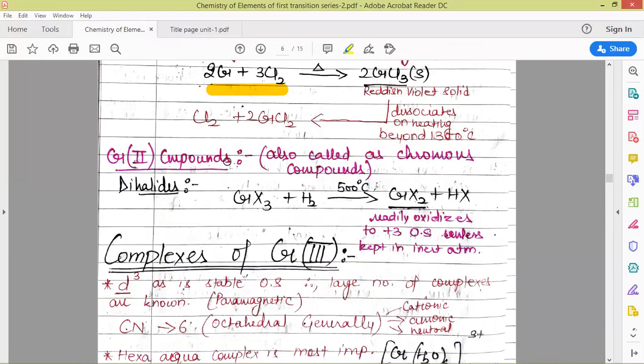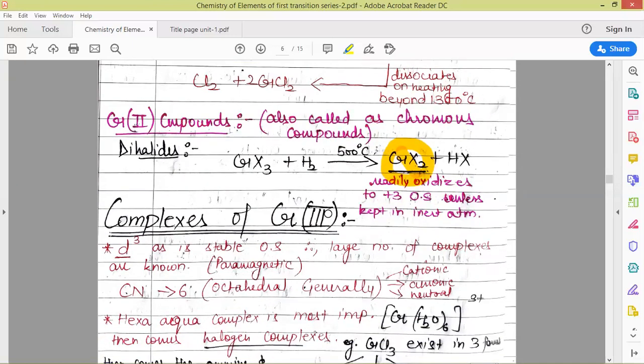Next we come to the dihalides. The only dihalides possible here have the general formula CrX2. These are obtained via the reduction of trihalides of chromium at high temperatures. But these dihalides are not very stable. These easily get oxidized to the +3 oxidation state, that is trihalides, if not kept in an inert atmosphere. If they are not kept in an inert atmosphere, they get oxidized by aerial oxidation and get converted to the trihalides of chromium.